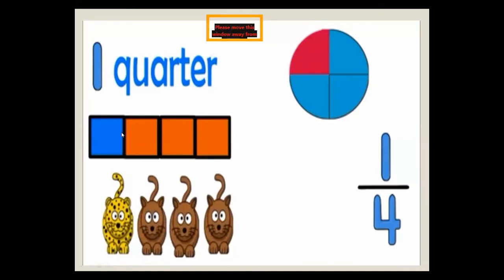It is showing 1 over 4. 1 over 4 means 1 quarter. Now see the next example.